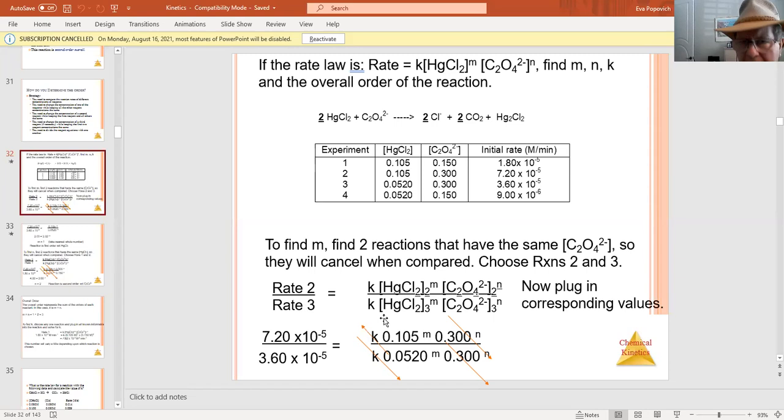That's equal to K times my concentration of HgCl2 changed. So that goes 0.0520 raised to the m. My oxalate stayed the same. So if I have one thing over another, K doesn't change because I haven't changed the temperature. So K goes away. Now, if I have the same number over the same number raised to the n, if I have 2 raised to the fifth power over 2 raised to the fifth power, don't those cancel out? Yes. So the second one cancels out as well.